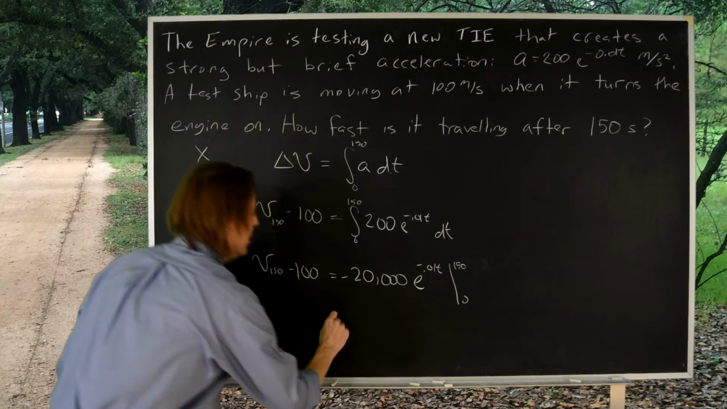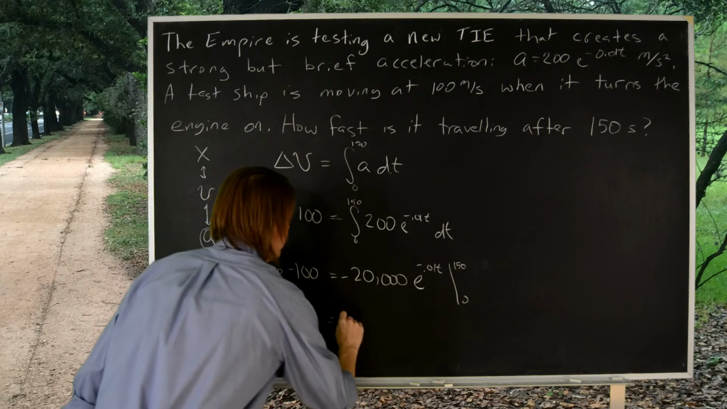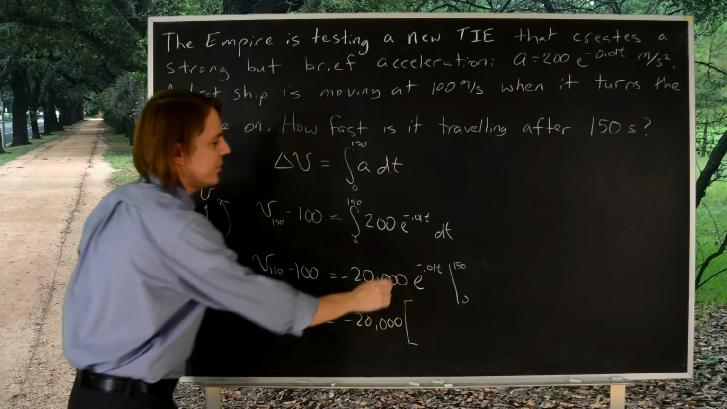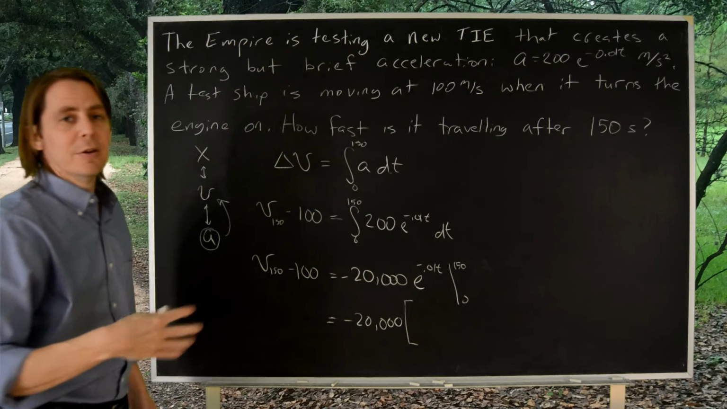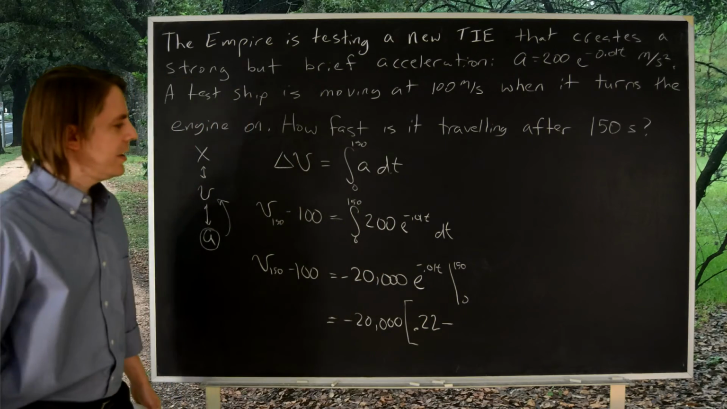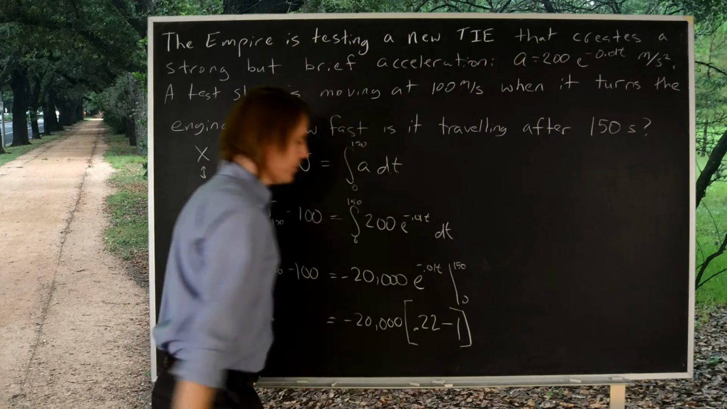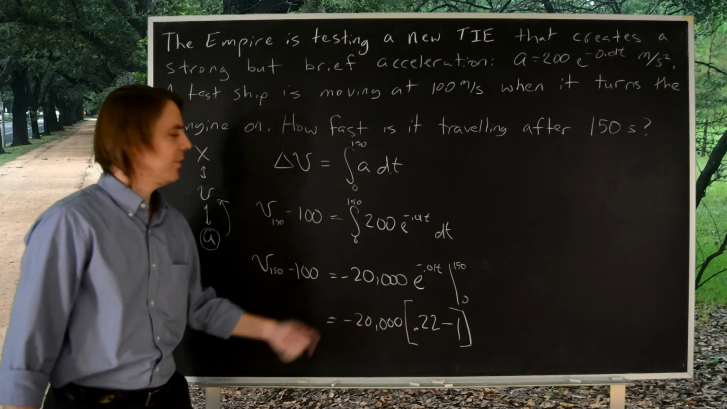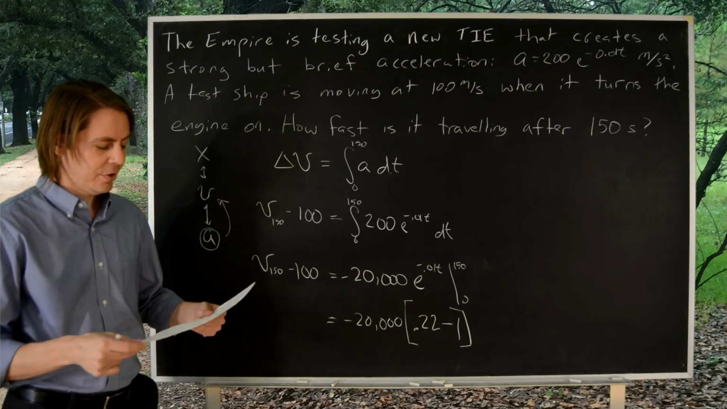All right, I won't write that side again. I'll say this is equal to, and before I evaluate it, I'm going to pull out the minus 20,000. And then here in parentheses, we'll say e to the minus 0.01 t, where t is 150. That is about 0.22. And then minus, plug in 0. E to the 0 is 1. So you can see evaluating that integral gives you a negative number, which takes care of that negative sign. So it does come out positive, because you would expect the velocity to increase positive.